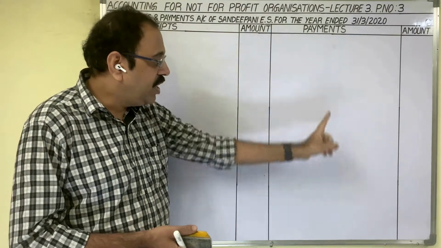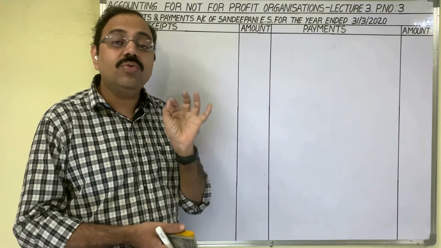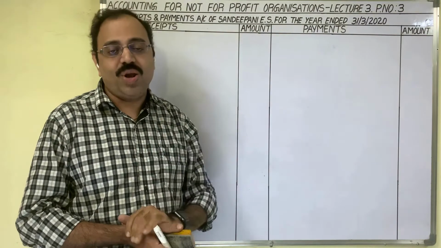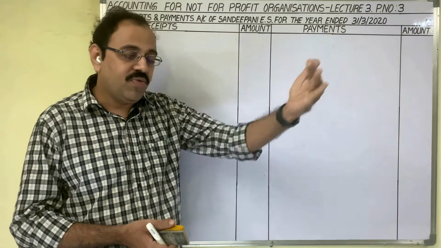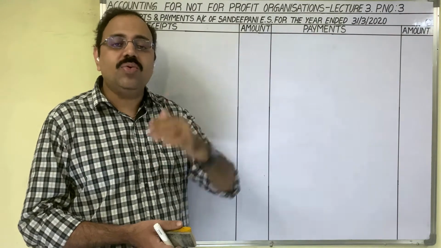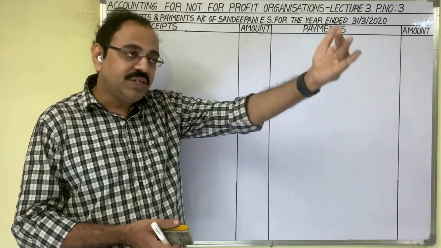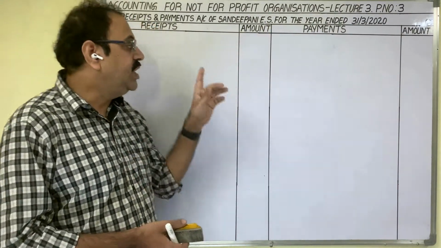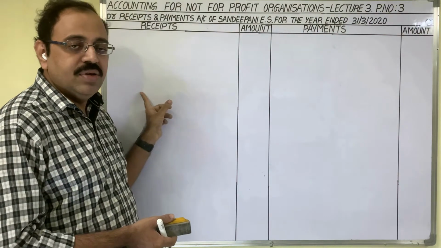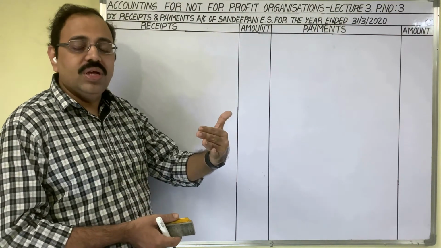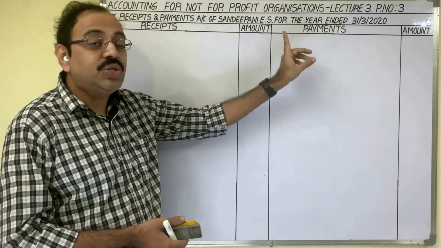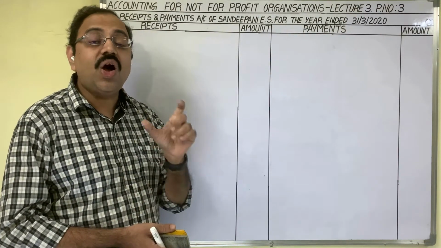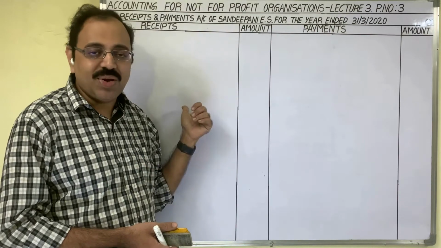So while preparing this account, we follow the real account double entry principle. What is the real account double entry principle? Debit what comes in, credit what goes out. If cash is coming into the firm, it is a receipt and should be debited. If cash is going out of the firm, it is a payment and should be credited. Let us write all the receipts and payments in this account.